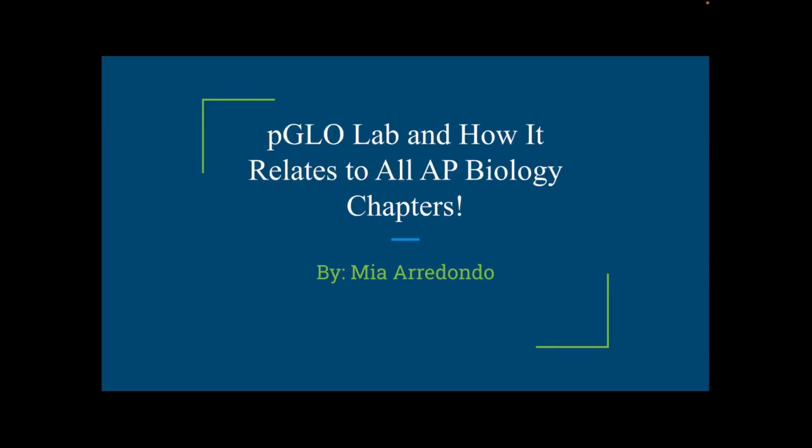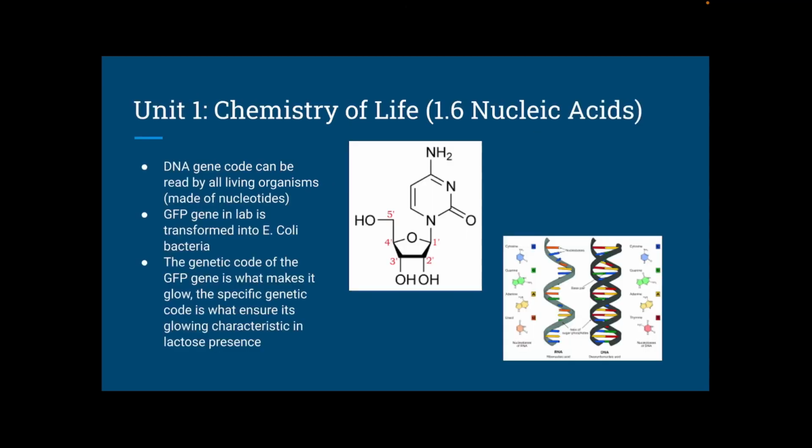This is the pGLO lab and how it relates to all AP Biology chapters. Unit 1, Chemistry of Life, 1.6, Nucleic Acid DNA. DNA gene codes can be read by all living organisms, therefore they are universal to all organisms. In this lab, the GFP gene is transformed into E. coli bacteria. The genetic makeup of the GFP gene is what makes it glow. It ensures this glowing characteristic in the presence of lactose.